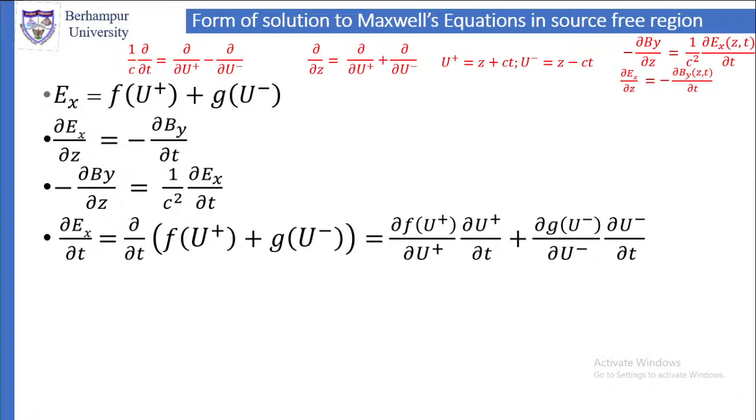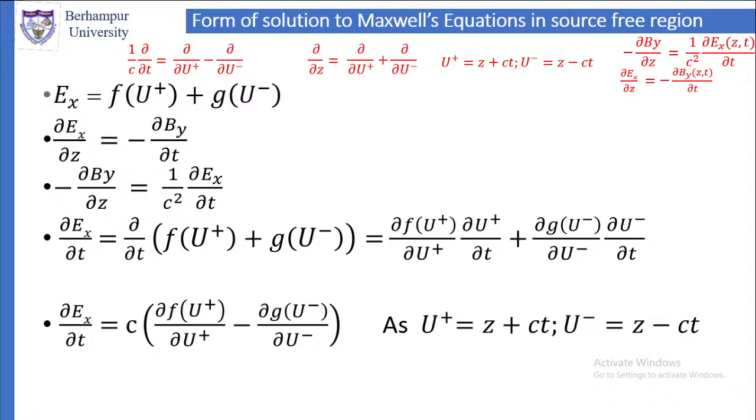∂Ex/∂t is equal to ∂/∂t of f plus g, where f is a function of u₊, g is a function of u₋. So we can write ∂f/∂u₊ times ∂u₊/∂t as the first term, plus ∂g/∂u₋ times ∂u₋/∂t, because f is a function of u₊ only, g is a function of u₋ only. So for f we'll use the chain rule in u₊, for g we'll use the chain rule in u₋. That will give us ∂f/∂u₊ ∂u₊/∂t plus ∂g/∂u₋ ∂u₋/∂t.